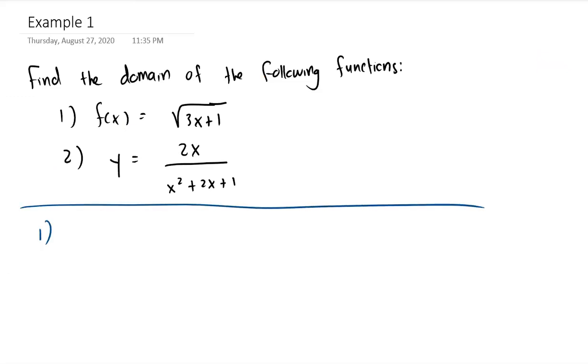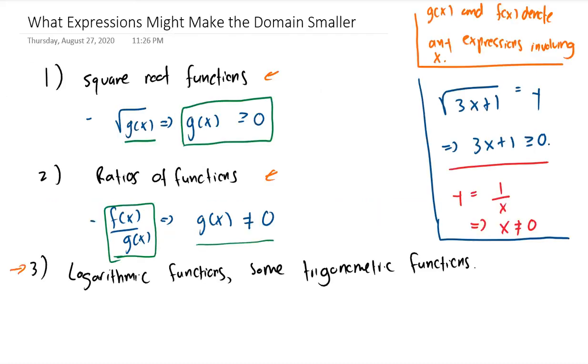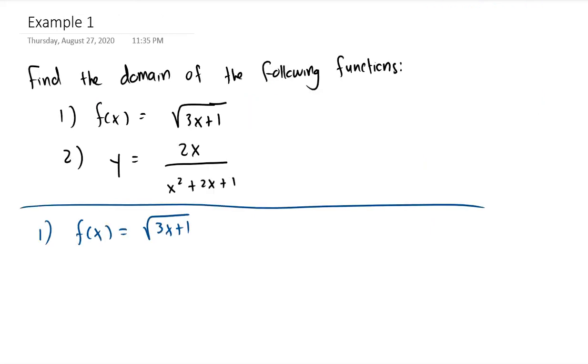So 1, we're given that f of x equals the square root of 3x plus 1. So we already wrote this before, but let me write it again. As we saw in the previous slide, anytime you have an expression of x inside the square root, you have to make sure that whatever's inside is greater than or equal to 0. So this means that, or this implies, remember this symbol means implies.